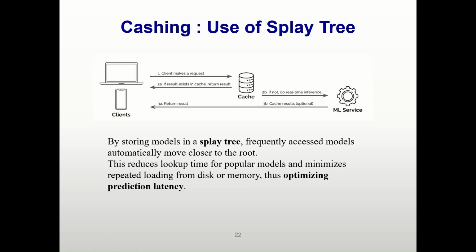How does it optimize ML model cache? In a production ML system, we often serve many models, for example, user personalized models or feature specific models. Some models are accessed repeatedly, while others are used rarely. By storing models in a splay tree, frequently accessed models automatically move closer to the root. This reduces lookup time for popular models and minimizes repeated loading from disk to memory, thus optimizing prediction latency.